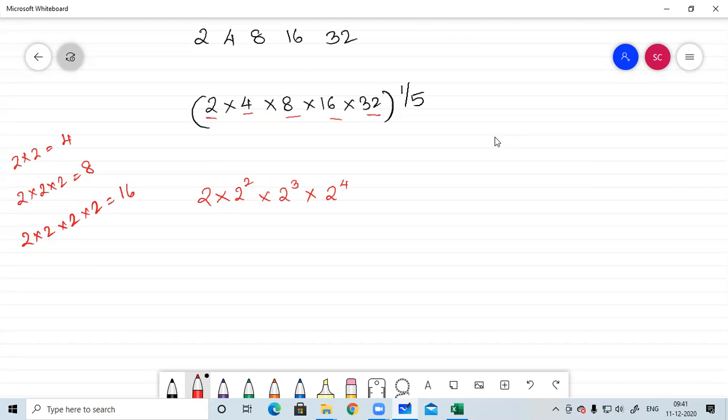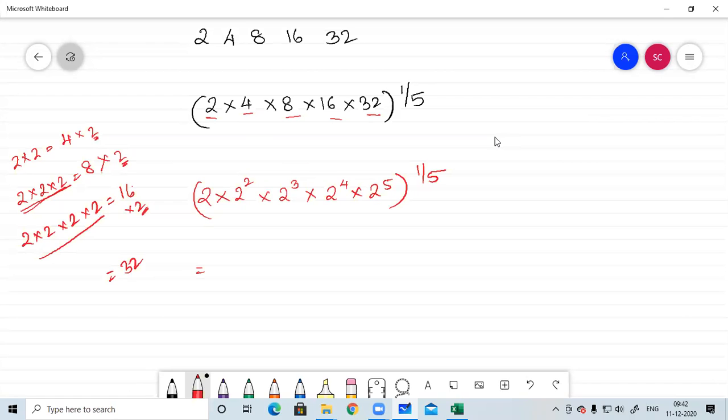So if you see 4, 2 into 2 is 4. 4 into 2 you get 8. So for 8 you have 2 three times. Now 8 into 2 you get 16. That means you have these 3 2s plus this 1 2, so 4 2s. Now 16 into 2 you get 32. So that means you have these 4 2s here and this one, so that means 2 raised to 5. Okay. And 1 upon 5.